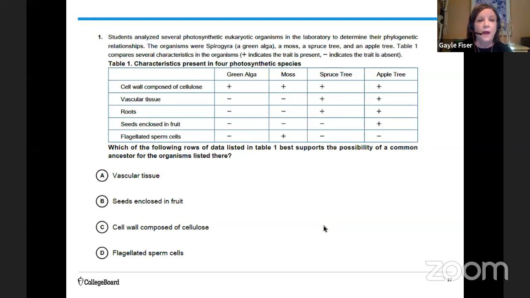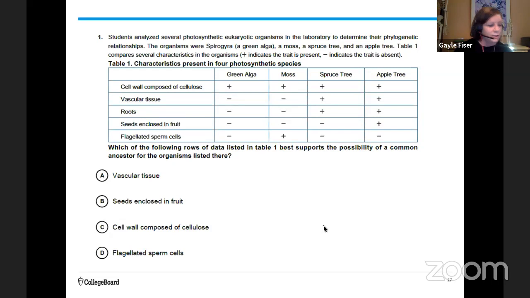So let's read our text. Students analyzed several photosynthetic eukaryotic organisms in the laboratory to determine their phylogenetic relationships. The organisms were a spirogyra, a green alga, a moss, a spruce tree, and an apple tree. Table 1 compares several characteristics in the organisms. A plus indicates the trait is present, and a minus indicates the trait is absent.